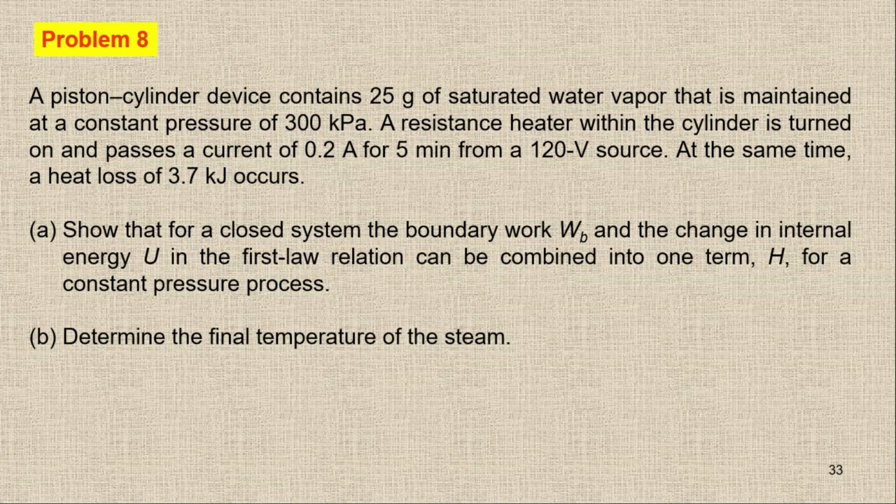Now, in part 1, we have to use the first law relationship. The first law relationship is simply Q minus W equal to delta U. In the first law relationship, we have to put the plus or minus sign depending upon whether Q is going in or going out, or whether the work is done by the system or on the system. So we have to use the formal convention of heat transfer.